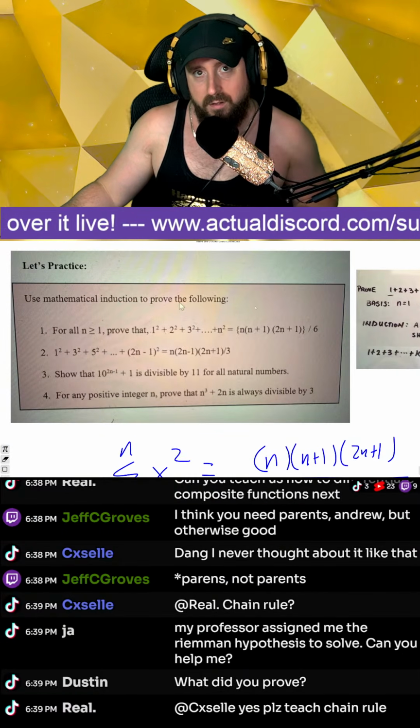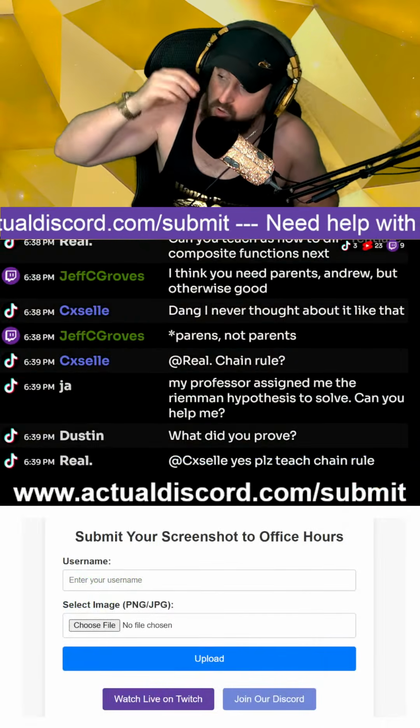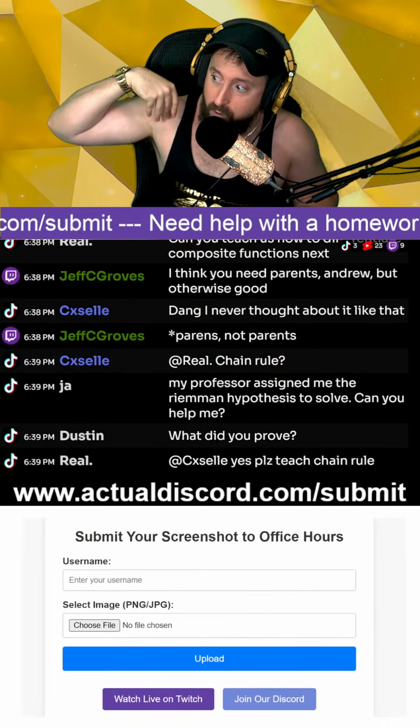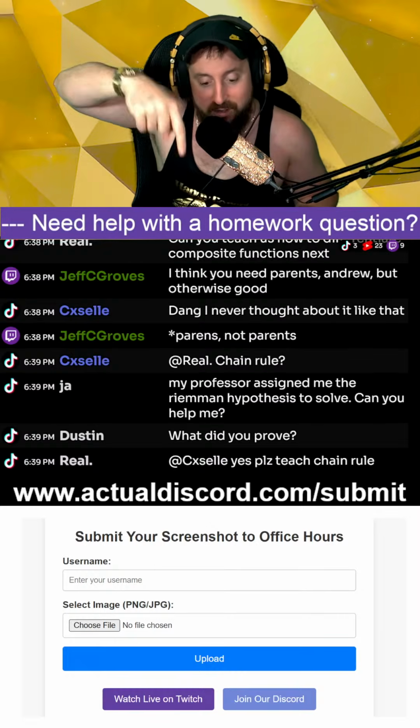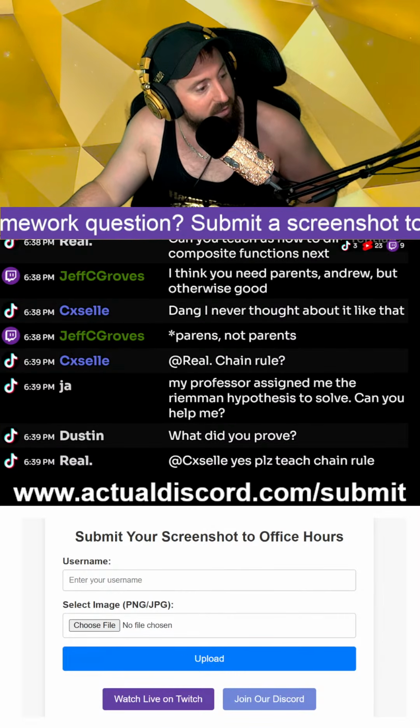That's really good. Chain rule. Again, if you want me to do a chain rule question and explain how the chain rule works, I'm more than happy to. Just give me a screenshot like these students are doing. If you send me a screenshot, I'll do it.